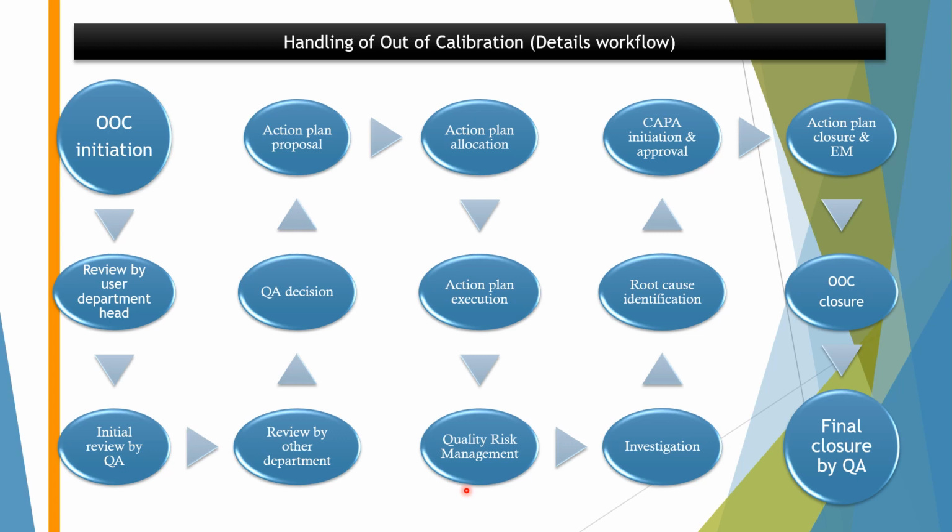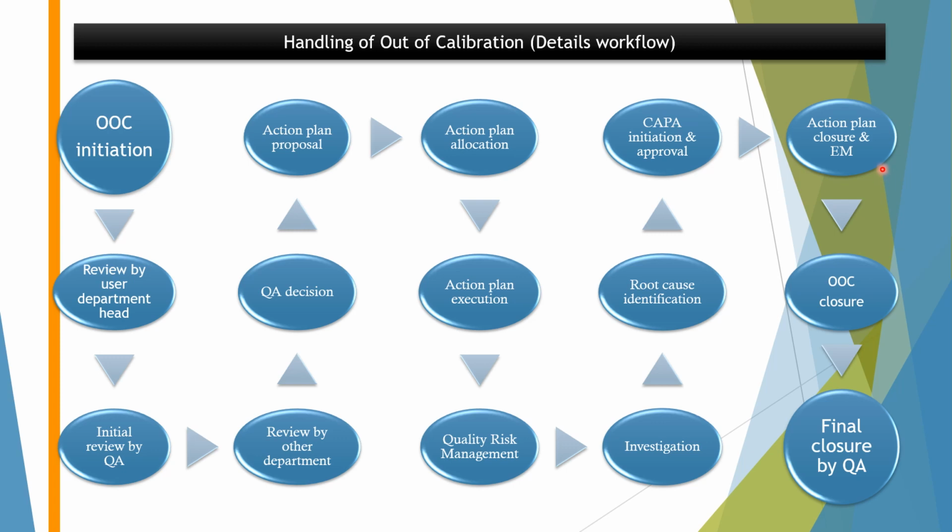So we need to perform the quality risk management for the out of calibration result, and further we need to investigate the out of calibration result and find the root cause of the out of calibration results. It may be an assignable cause or probable cause, right? Based on the root cause identification, you must take corrective and preventive action.